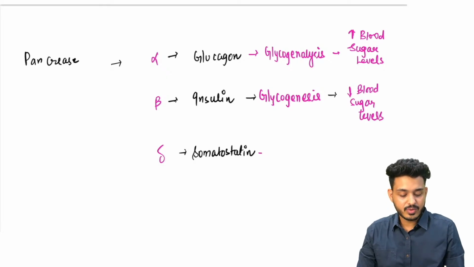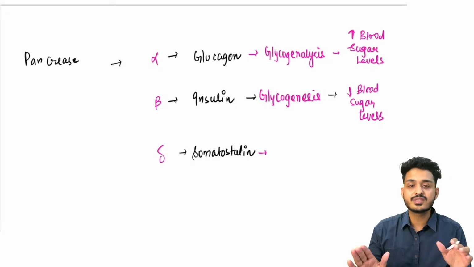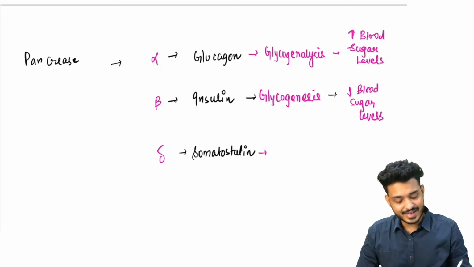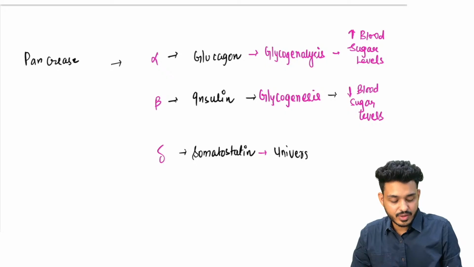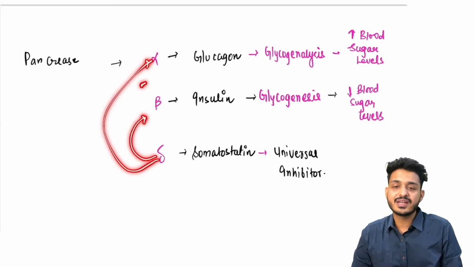Right? And what about somatostatin? We have already discussed that somatostatin is a universal inhibitor. Whenever you have this word somatostatin, it is going to do what? Inhibition. So it is going to be a universal inhibitor. You can remember it like that. So what is it going to do? It is going to inhibit your alpha cells. It is going to inhibit your beta cells also, right?